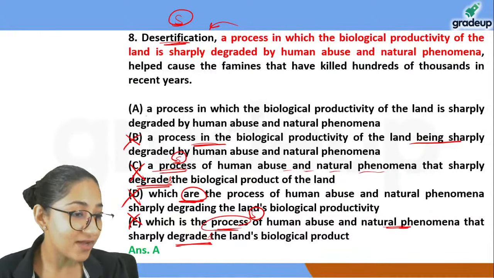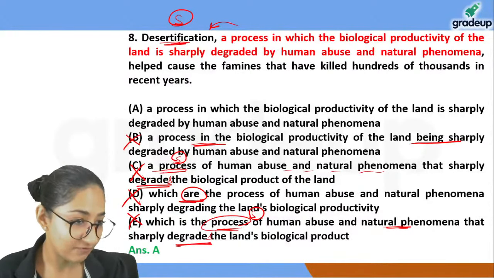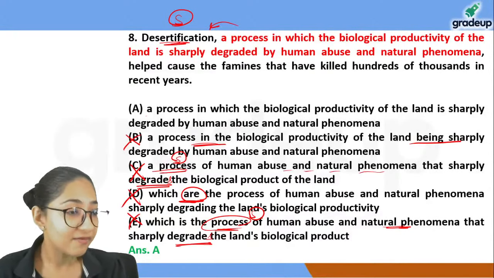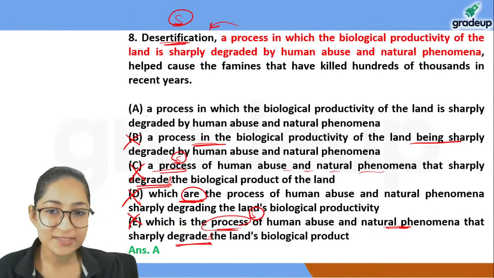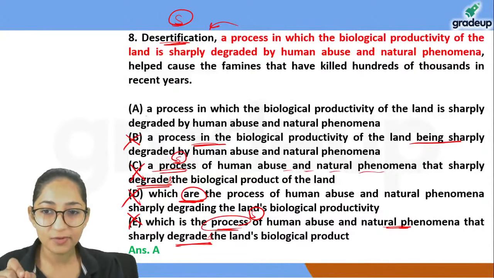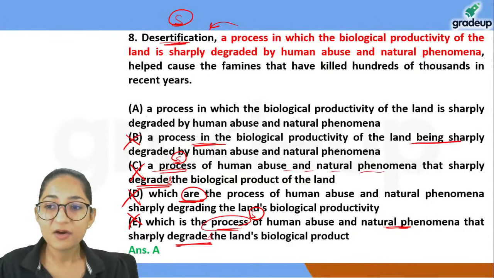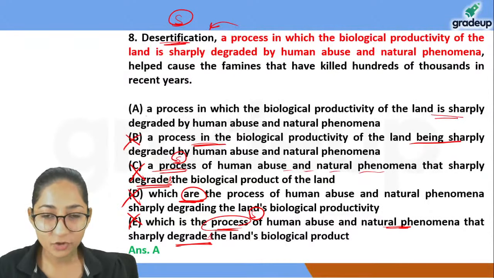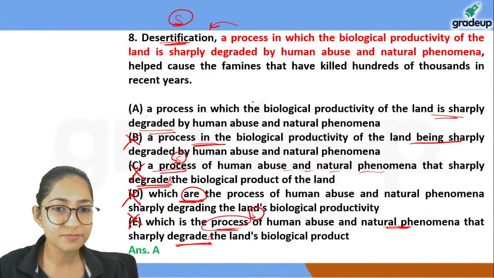I saw "is then degraded," which is the second form of the verb. That made me confused. Aridhima, where did you see this? Which option? Can you very quickly tell me? "Is sharply degraded." This part you're talking about. So why were you puzzled by it?